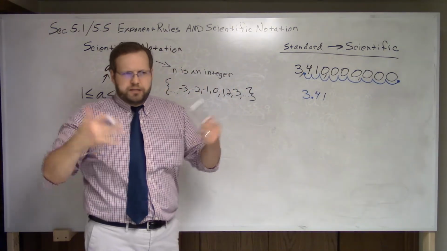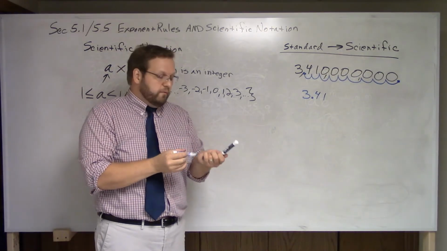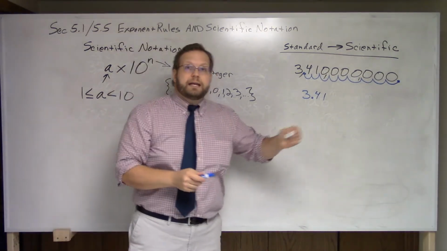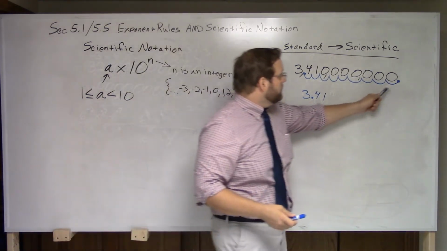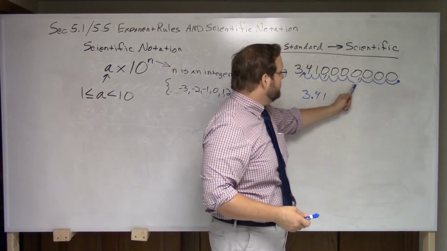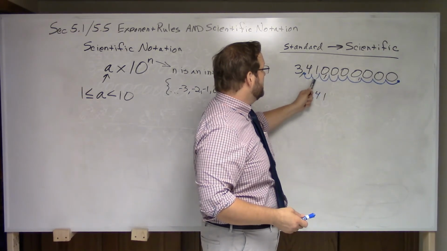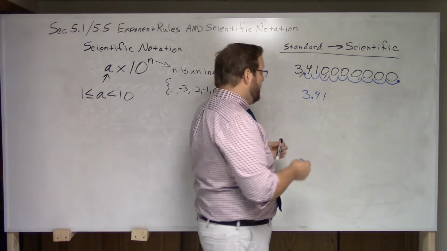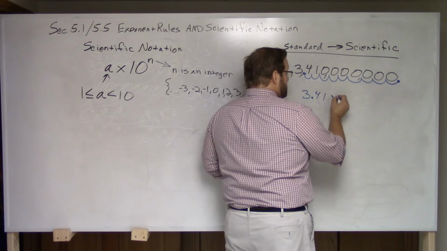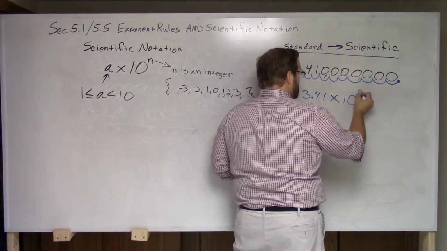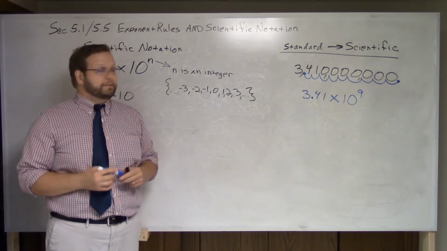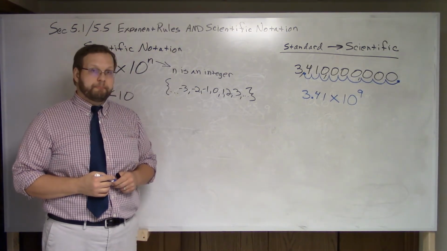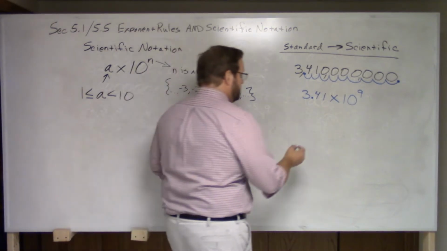Now I can't just change it and that's it. I need to compensate for that move. Every move I made was a power of 10, a multiple of 10. So how many did I move? I moved 1, 2, 3, 4, 5, 6, 7, 8, 9. So I am going to say times 10 to the 9th. That's it. Okay? How about something like this?